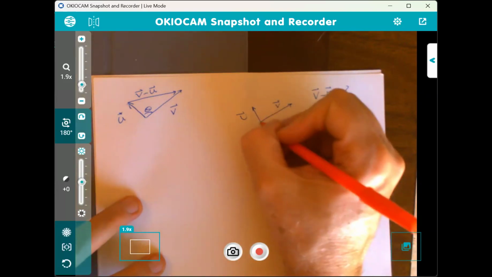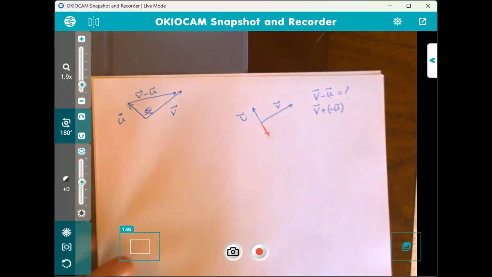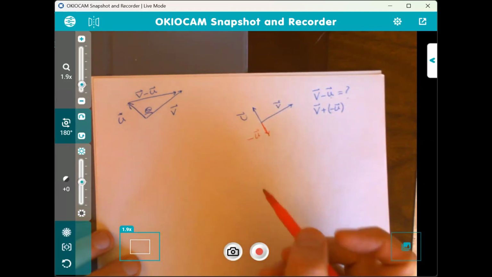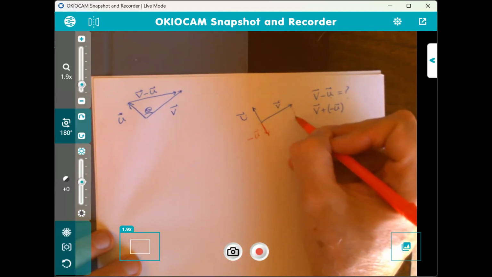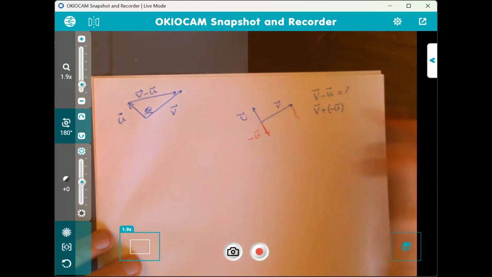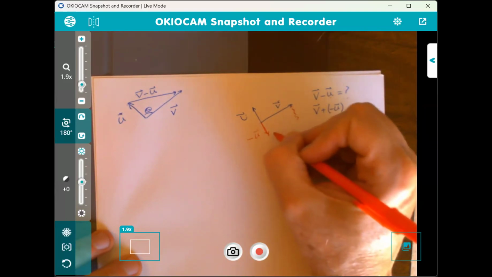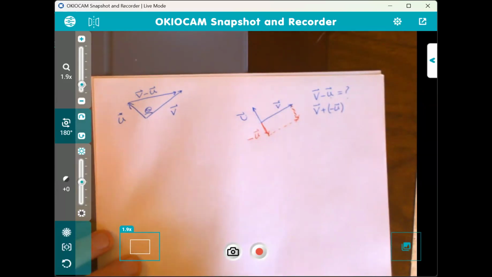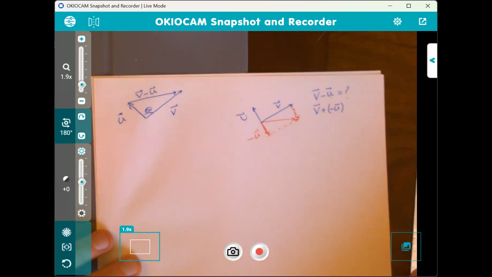All right, the negative u is going to change the direction of that vector. So this is now a negative u. And then we want to add these two vectors together, and we can use the parallelogram method to do it. So here's vector negative u, and this is vector v. Then if I draw the diagonal, that's going to be the sum vector, correct?